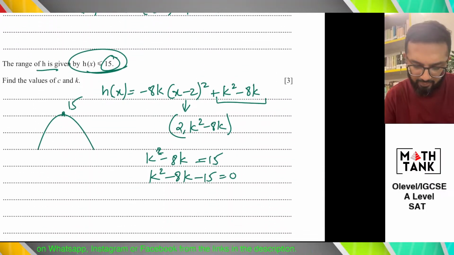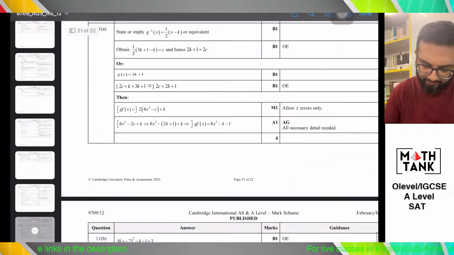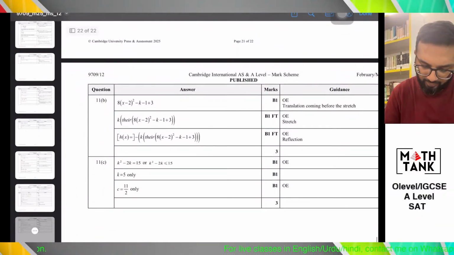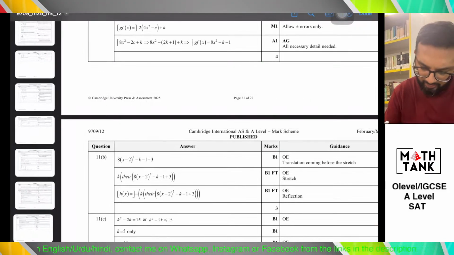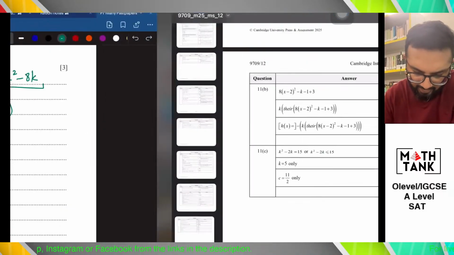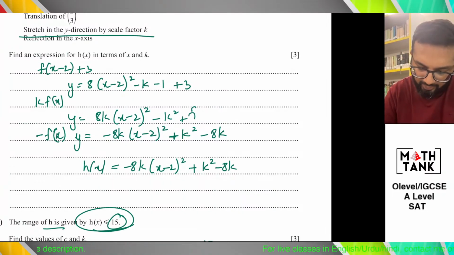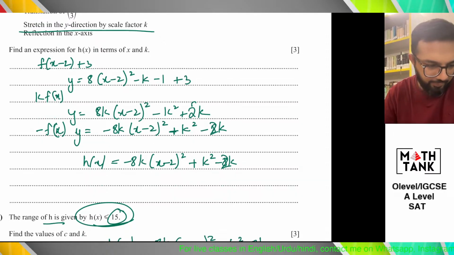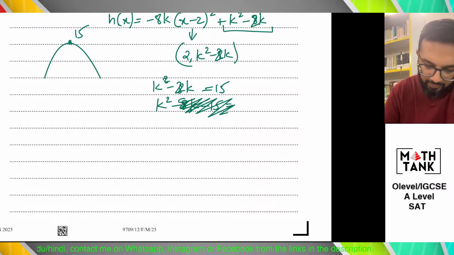I'm just seeing if I have the numbers. Yes, just check. Yeah, I have the numbers right. k squared minus 2k, not k squared minus 8k. I think I've done some calculation mistake. Where did I get 8 from? Let's go back and check. Oh, this was 2. This was never supposed to be 8. It's 2k. This is also 2k. I wrote it badly, so I copied it badly.